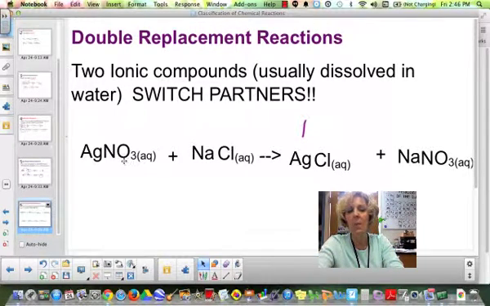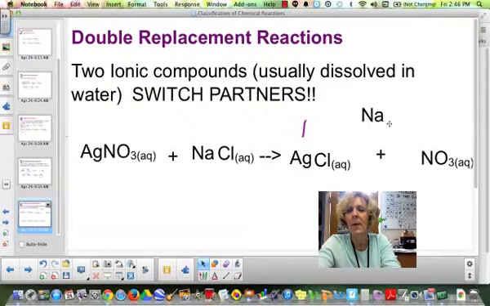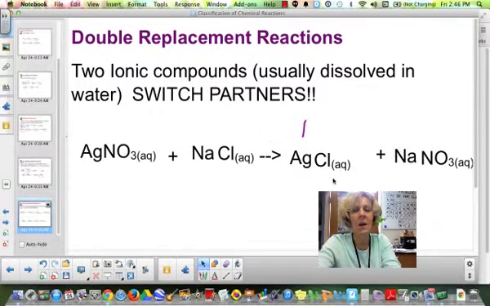Silver is no longer bonded to nitrate. Silver is now bonded to chloride. Sodium is no longer bonded to chlorine. Sodium is now bonded to nitrate. And you have to use your good chemistry sense here. You're not going to have two metals reacting and two anions reacting, right? So you have your metal reacting with your non-metal, metal reacting with a non-metal.